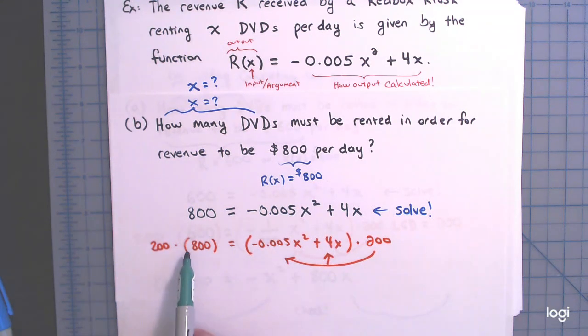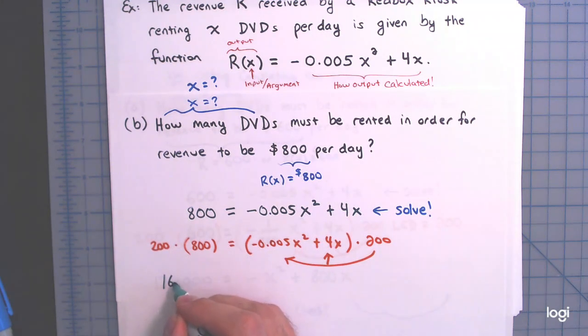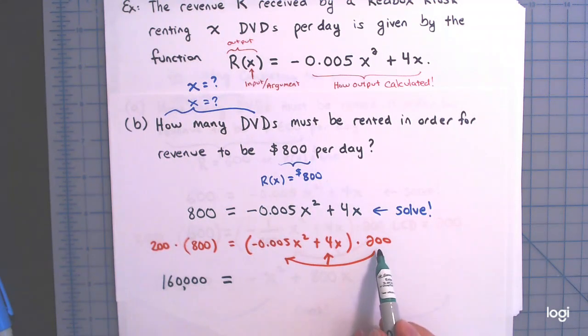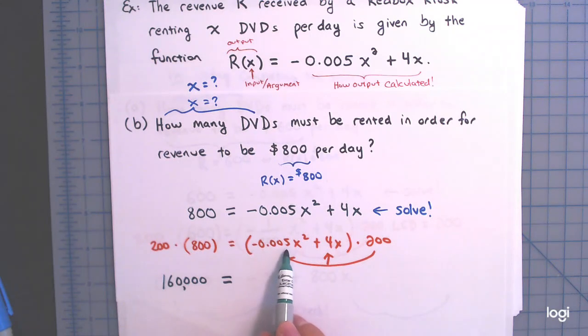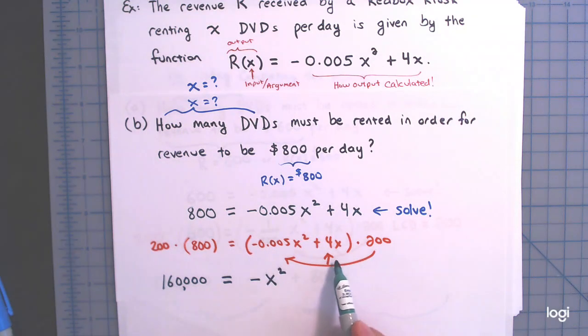All right, the left side is 16. This is going to be 160,000. Right, 2 times 8 is 16, then you'd have 4 zeros. Right. Then on the right side, the 200 times the 0.005, that's 1. But I have this negative here, so it's negative 1x squared. And then 200 times 4x would be 800x. All right. Okay, so just like last time, only the number on this side is 160,000, right?